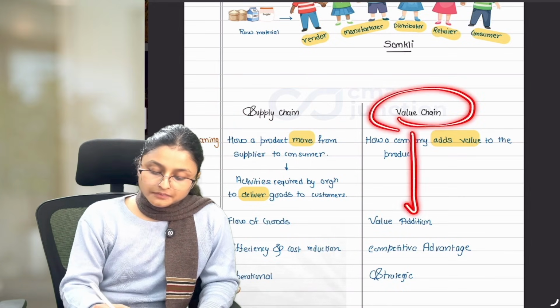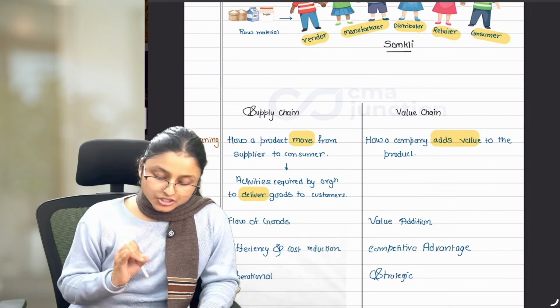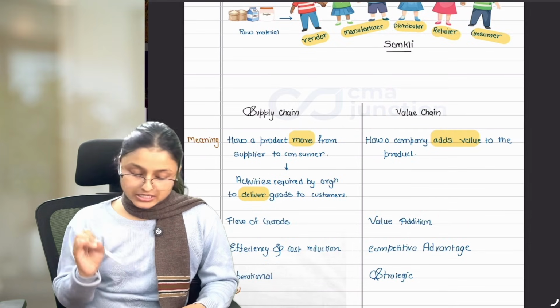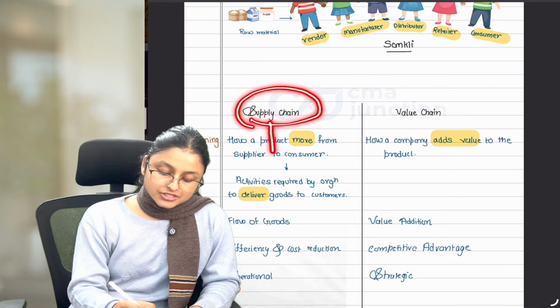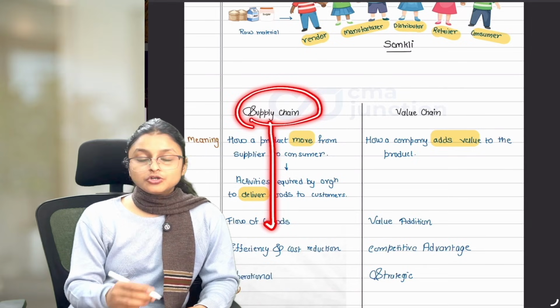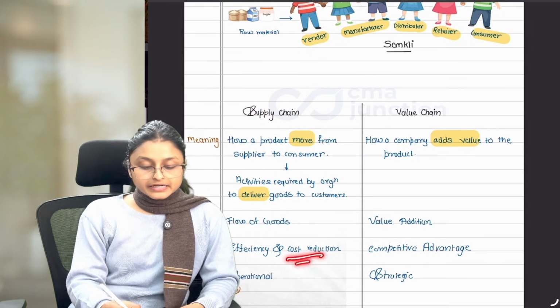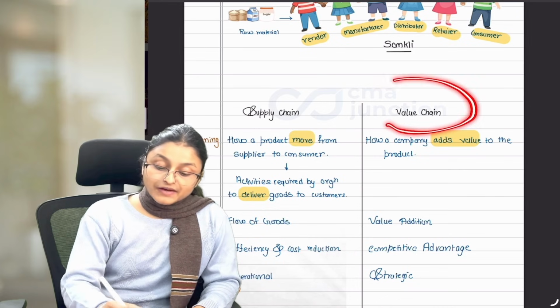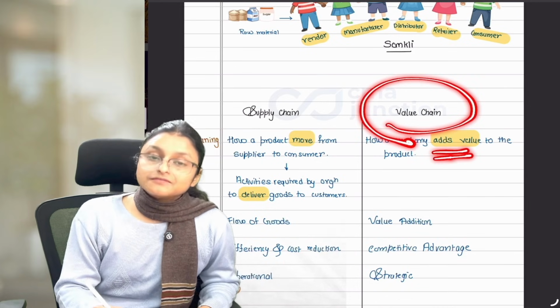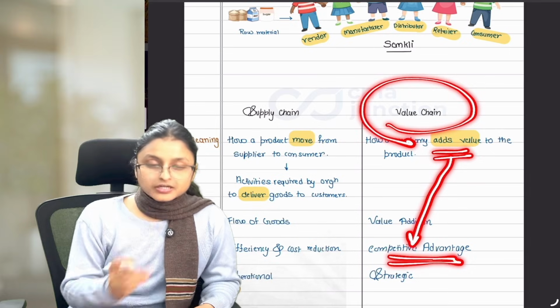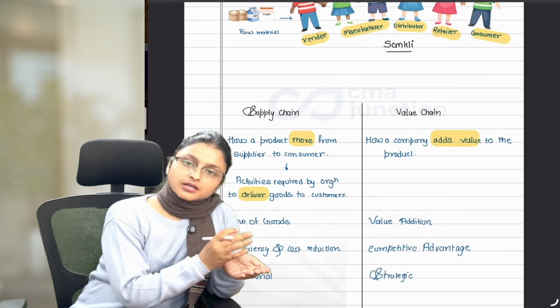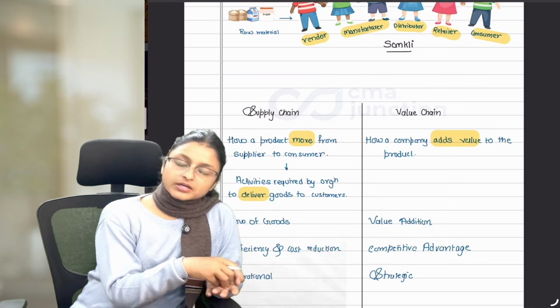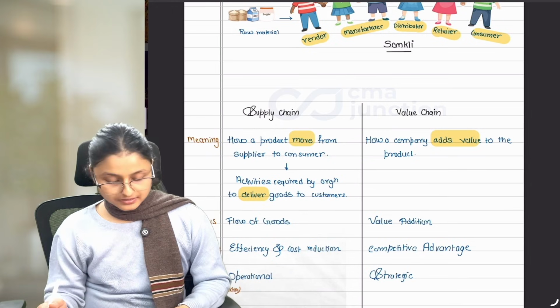In value chain, our main focus is value addition, adding value at every activity. Supply chain focuses on efficiency, doing everything faster and reducing the cost. In value chain, our main aim is adding value so that we can get competitive advantage by providing the product at lower cost or charging higher prices.